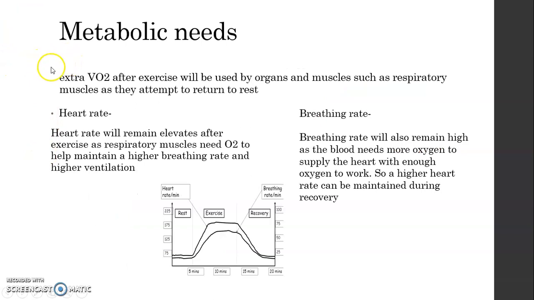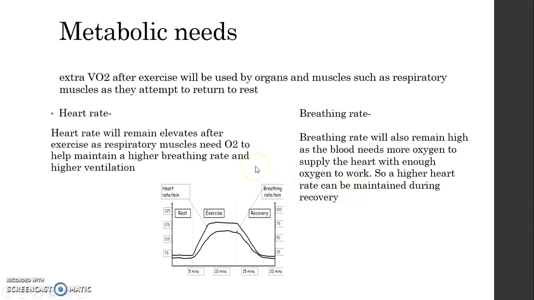Metabolic needs. After exercise, extra VO2 will be consumed, and it will be used by the organs and muscles, such as respiratory muscles, as they attempt to return to rest. Heart rate will remain slightly elevated after exercise, as the muscles need oxygen to help maintain a high breathing rate and a higher ventilation. Breathing rate will also remain high, as the blood needs more oxygen to supply the heart with muscles, so the higher heart rate can be maintained during recovery.